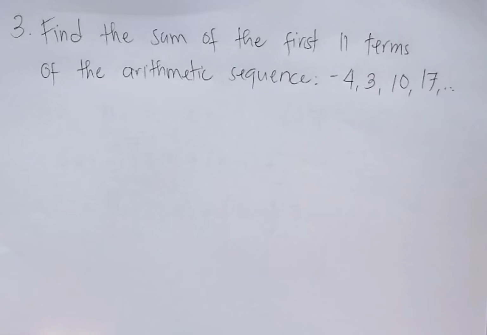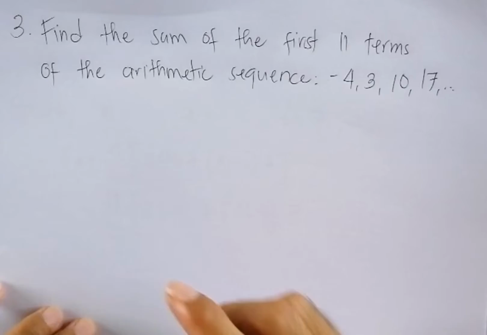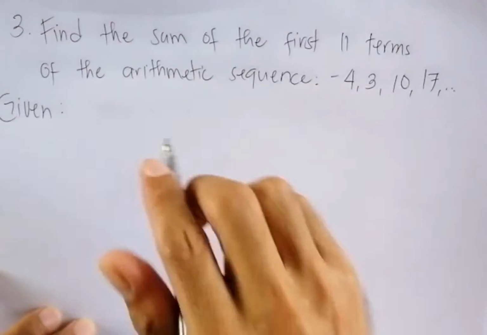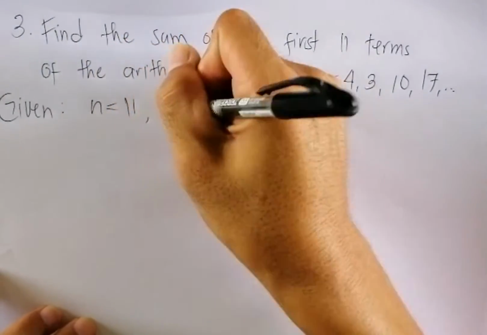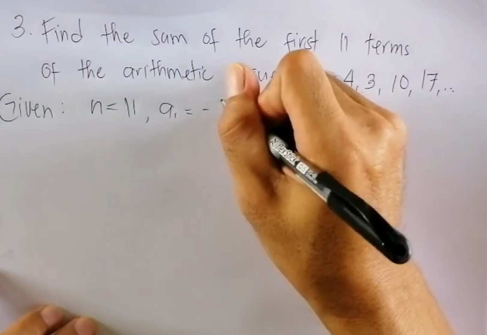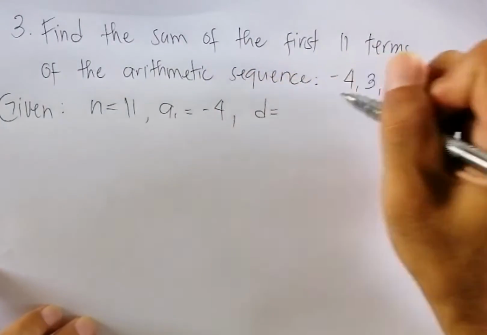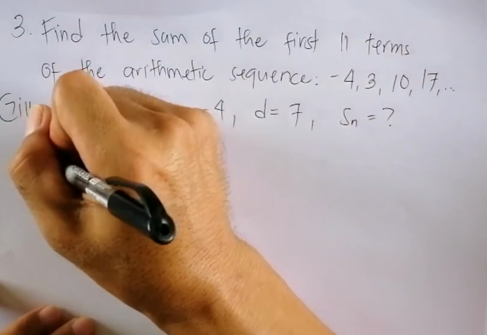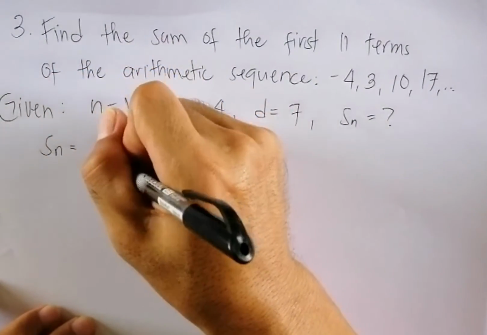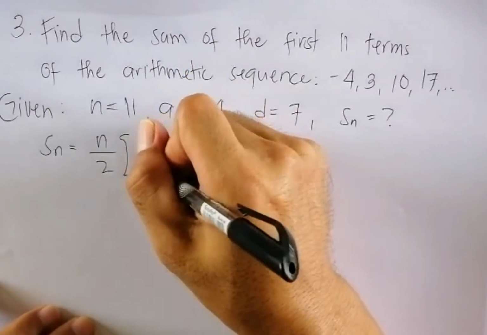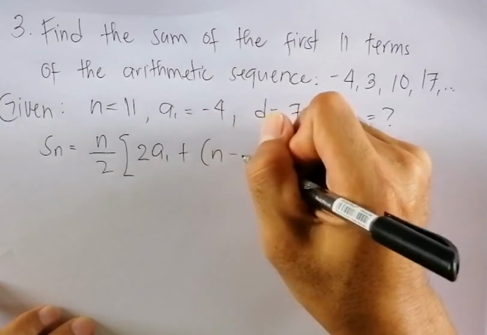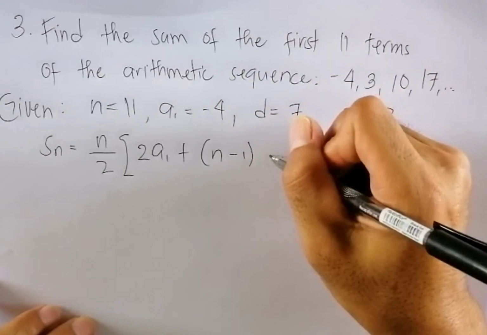Find the sum of the first 11 terms of the arithmetic sequence negative 4, 3, 10, and 17. Given: n is equal to 11. The first term is equal to negative 4. The common difference is equal to 7. Then S sub n is unknown. Solution: S sub n is equal to n over 2 times the quantity 2 a sub 1 plus n minus 1 times the common difference.